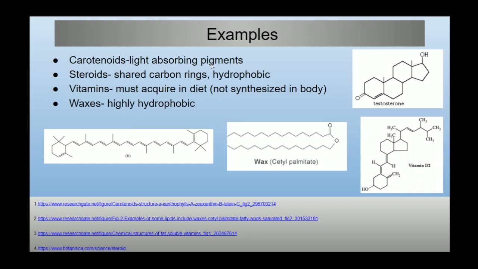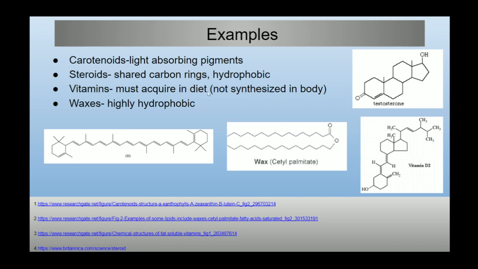There are other examples of fats that we see. Carotenoids are light-absorbing pigments. You've got steroids, which have shared carbon rings and are highly hydrophobic. Vitamins, which are small molecules that you must acquire in a diet. They are not synthesized in the body. And you've heard of all the vitamins, vitamin D, vitamin C, all of those. And waxes. Waxes are highly hydrophobic, and I think you guys know that to be true from real life as well. These are just some of their structures.